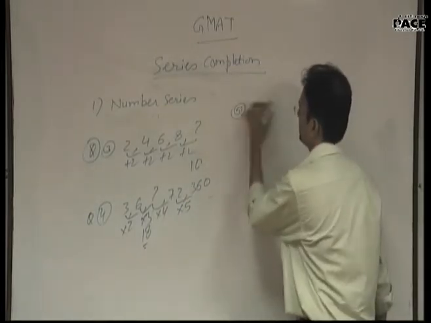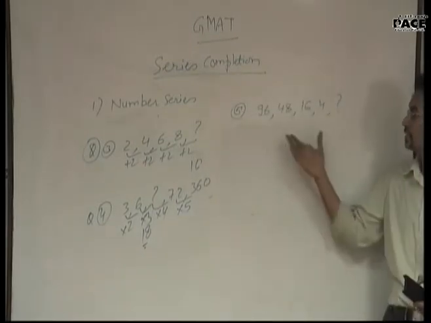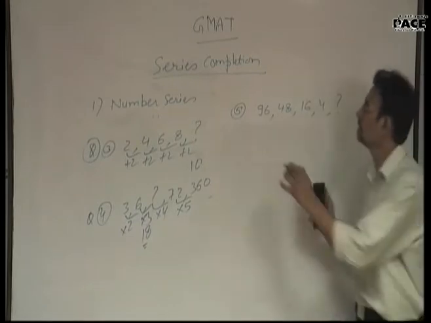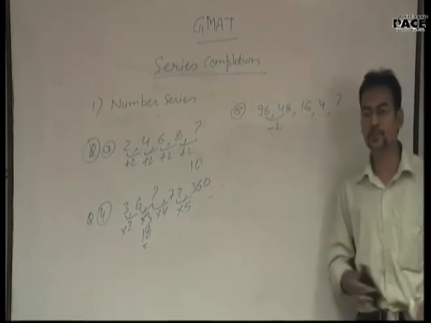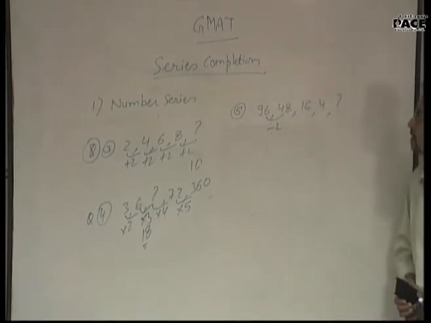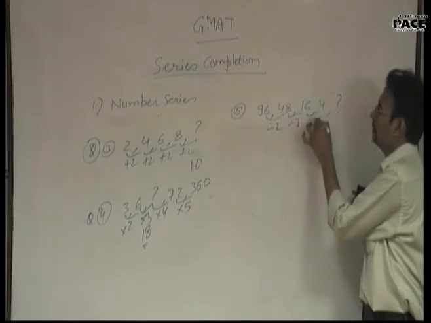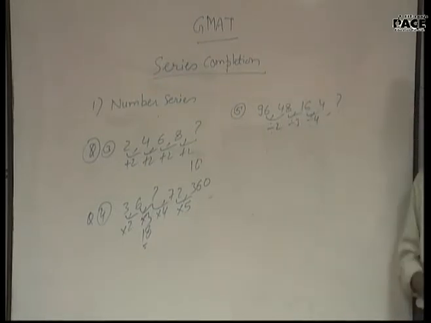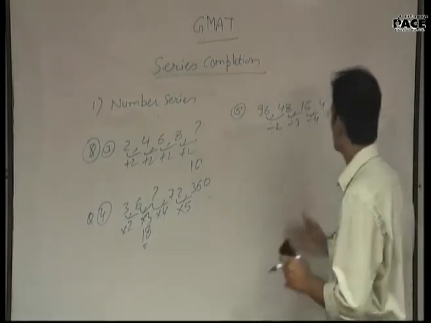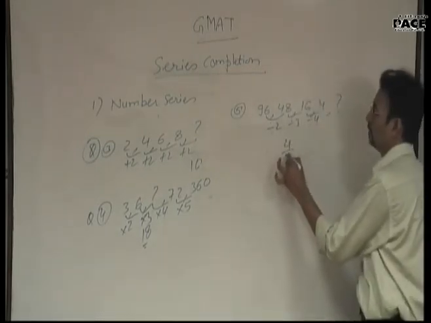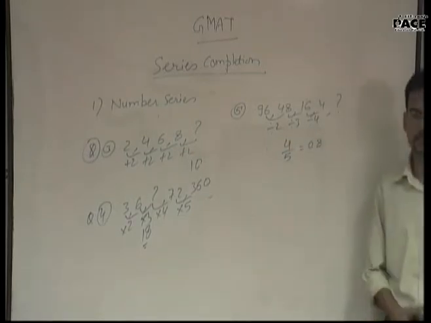You can take another example. In this case, we see when 96 is divided by 2, we get 48. Similarly, if we divide by 3, we get 16, and divide by 4, we get the next number, which is 4. So the next number should be 4 divided by 5, or 0.8.